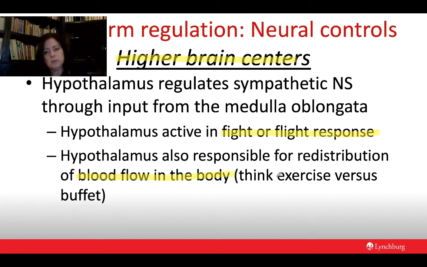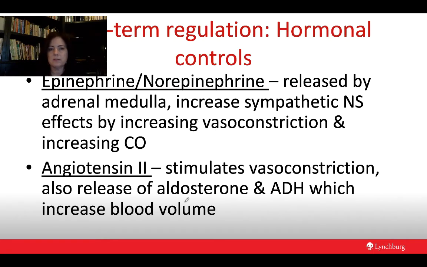And I kind of reminded you here, remember we've got exercise versus buffet, right? So where do we want our blood to flow? Do we want our blood to go to our gut? Do we want our blood to go to our legs? It all depends on what you're doing. So the hypothalamus is going to play a role in that.